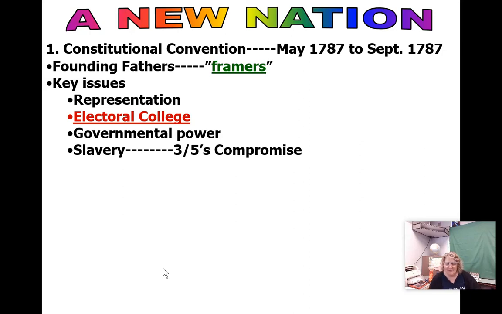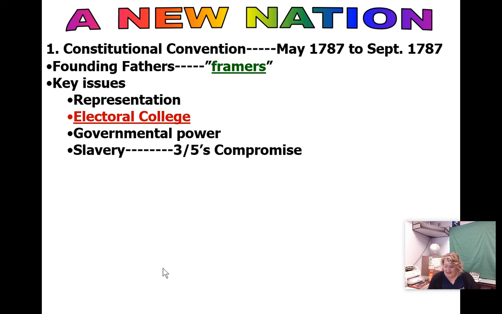All right, everyone. We are getting there, right? We're knocking out these videos on the Constitution. This one, we're looking at the ratification of the Constitution. So we're still in this topic of the Constitutional Convention.